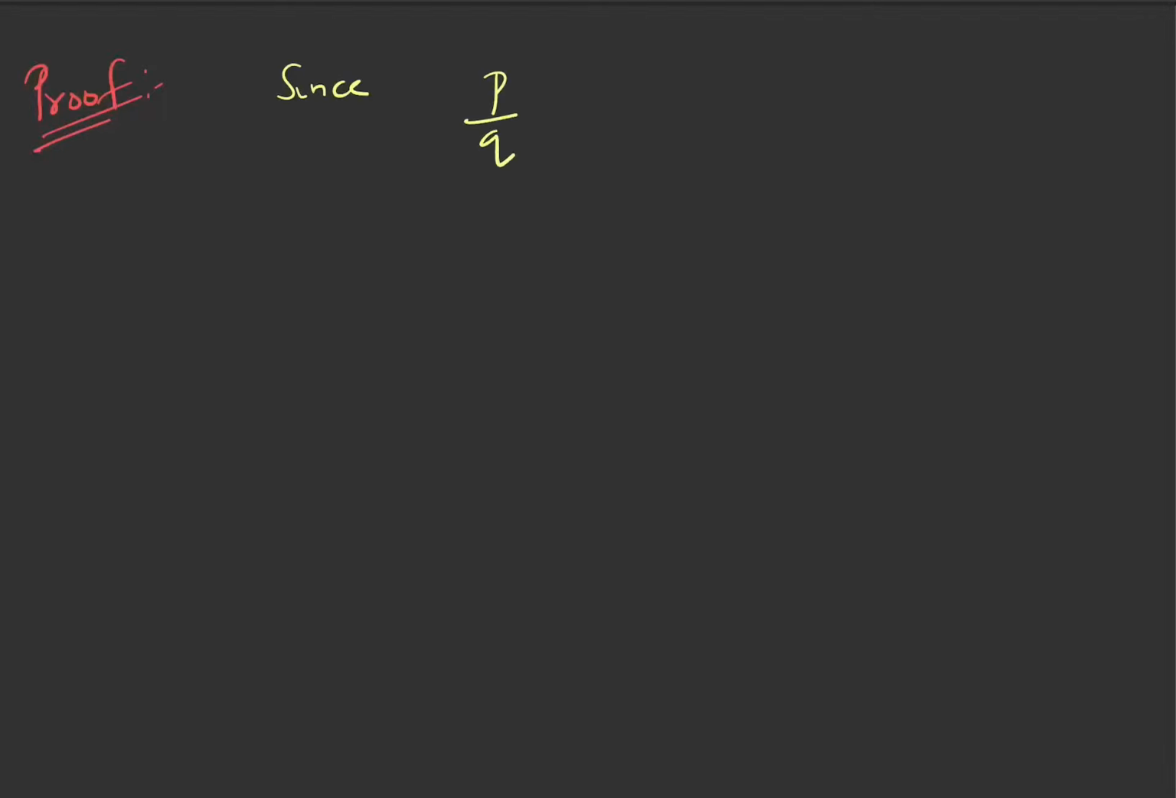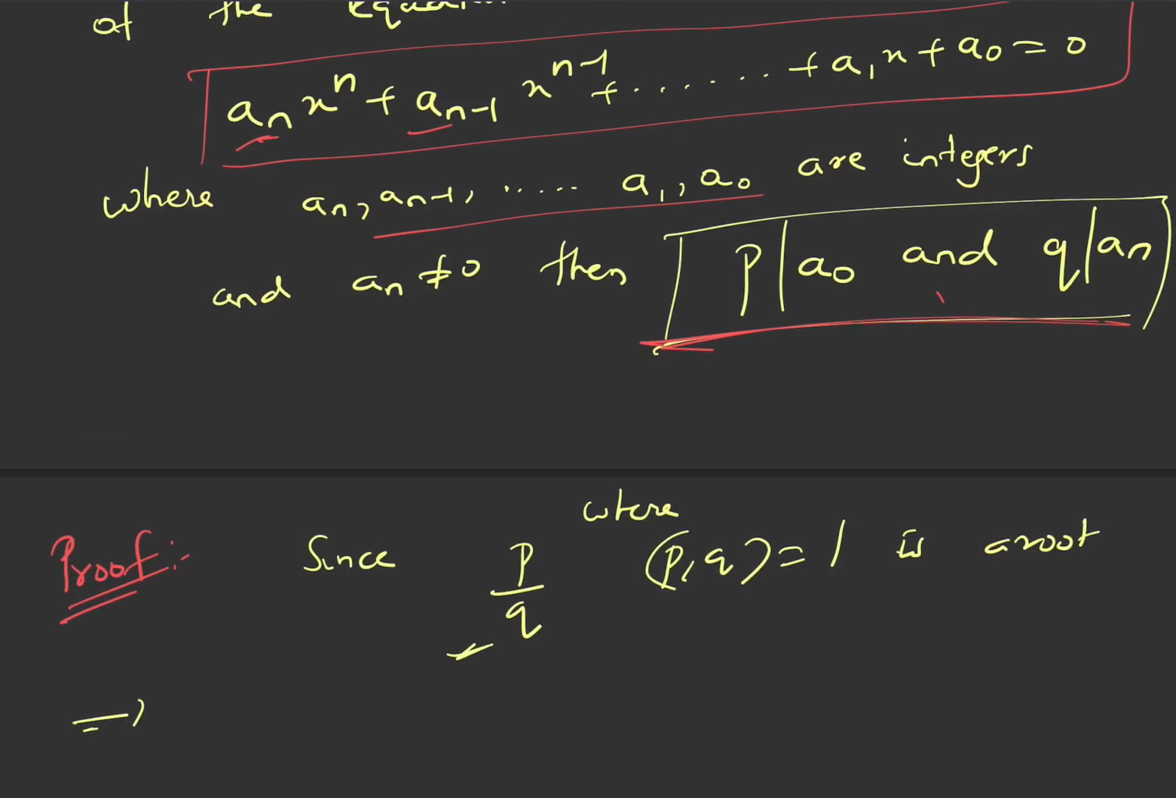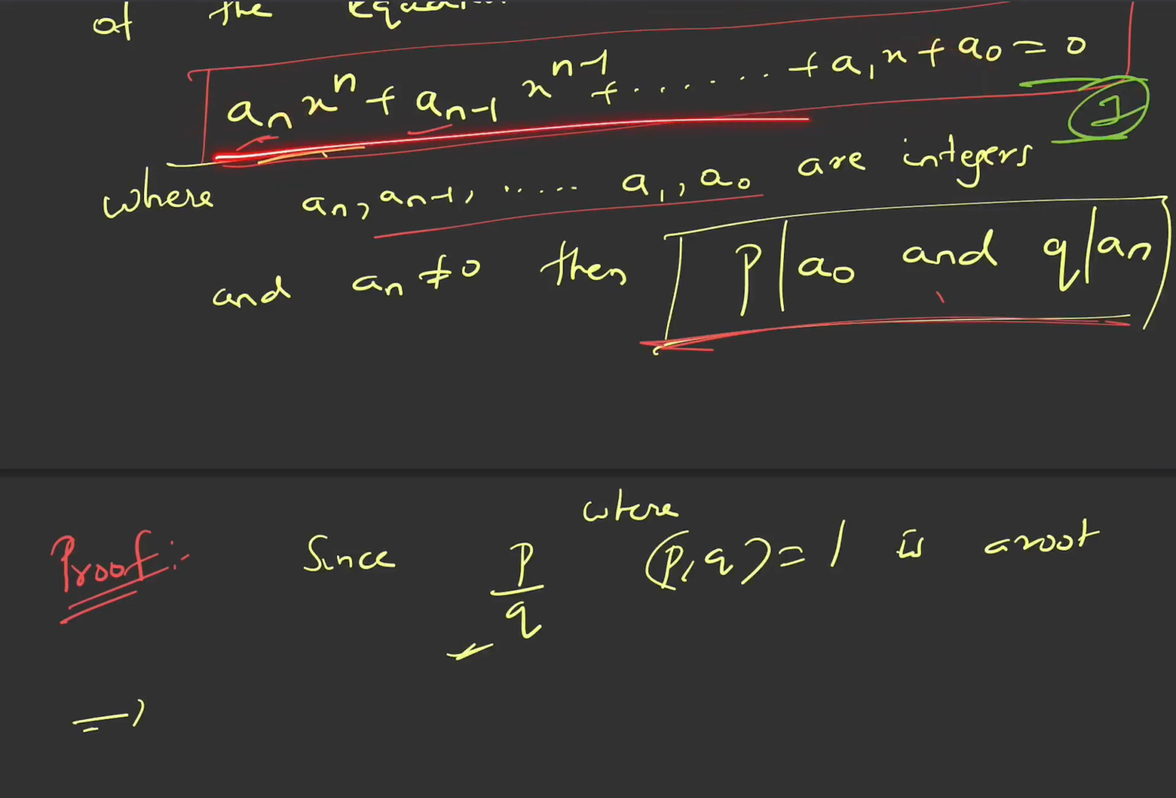So since P by Q, where GCD of P comma Q is 1, is a root, this means what? This should satisfy the equation, right? P by Q is a root of this equation. Say this is equation 1. So P by Q is a root of this equation 1. It means what? P by Q satisfies this equation, right? Every root of the equation satisfies this equation. So if I put P by Q in this equation, this will be 0 because P by Q is a root.